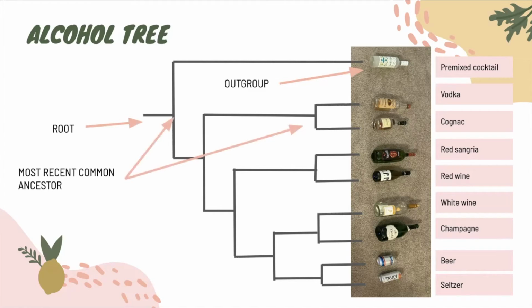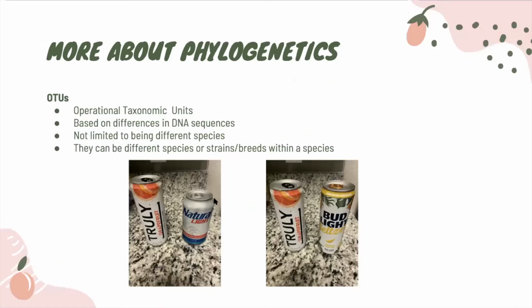And next we have our most recent common ancestor, and this will be different based on which species we are comparing. Here's the most recent common ancestor of vodka and cognac, and then up here would be the most recent common ancestor of everything in the whole entire tree. And finally, we have an internal node, which is just where the two species diverge from a common ancestor, like here, and then we have another one here and here.